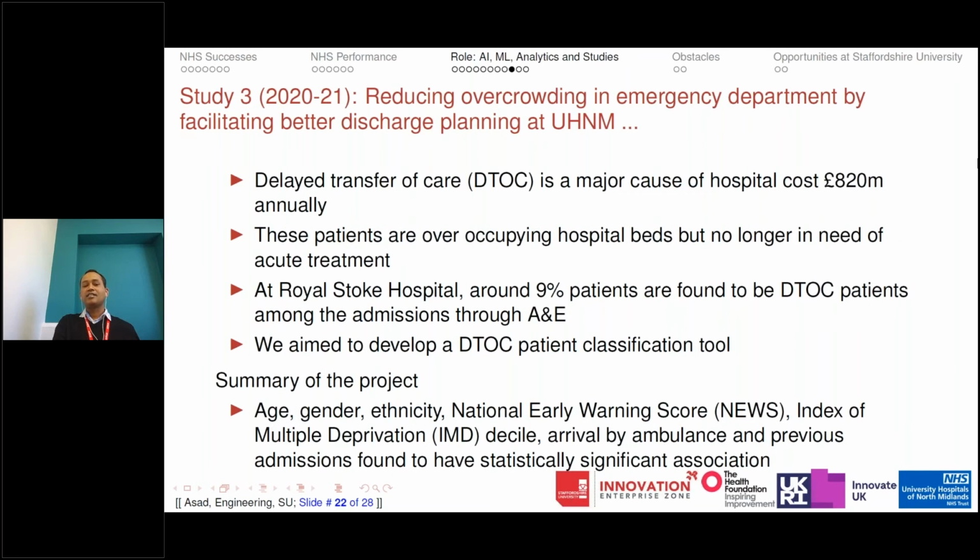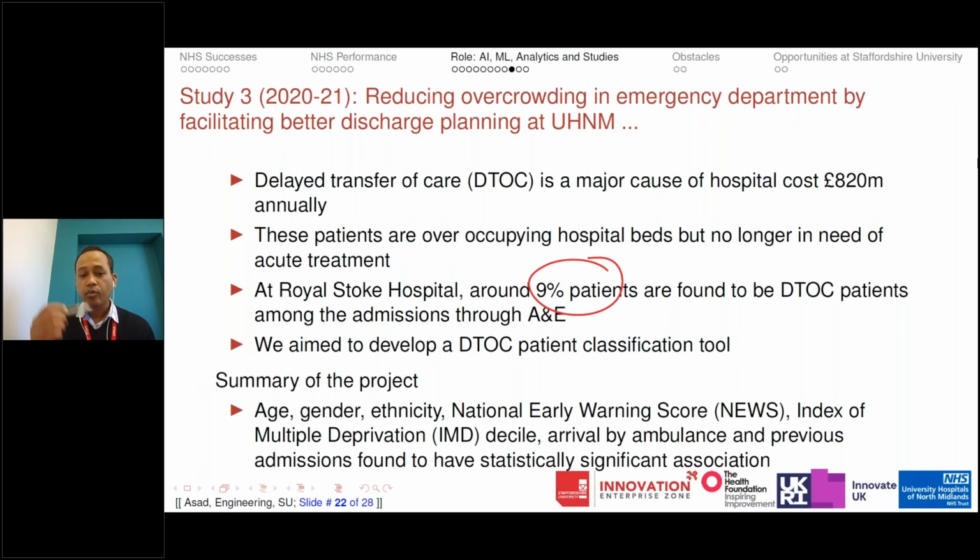In one of the slides, when I talked about NHS performance, we saw delayed transfer of care, when the patient is clinically ready to be discharged. But because the place is not ready, hospital management have to keep them within the hospital, and this costs the NHS huge amounts. At Royal Stoke, 9% of the patients who are admitted are likely to be delayed transfer of care patients. At this moment, nationally, there is no nationally recommended tool to identify those patients and not much research.